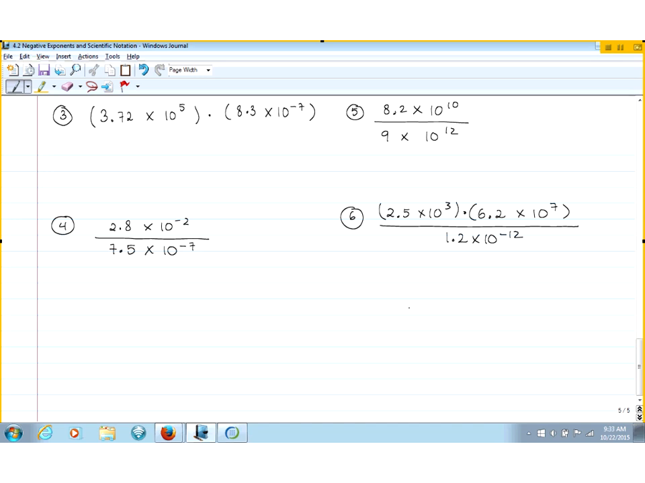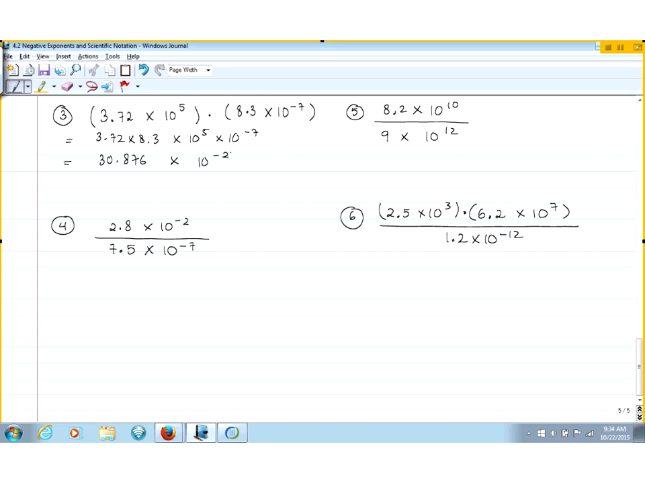Yeah. Are you done? So this is basically calculated, right? How do we do this? Well, the numbers with the number, 3.72 times 8.3, and the powers of 10 with powers of 10. So then use your calculator. 3.72 times 8.3, which is 30.876 times 10 to the, what do you do to the exponent here? Add them. So 5 plus negative 7 is negative 2.